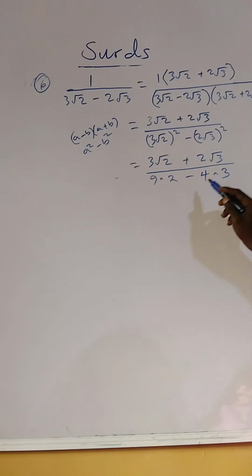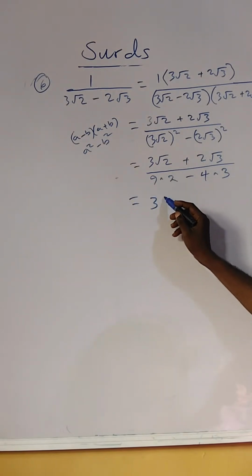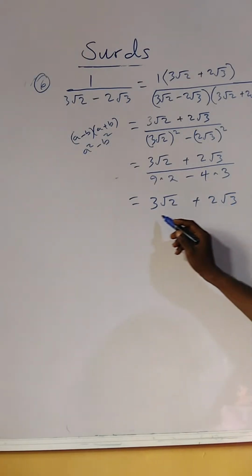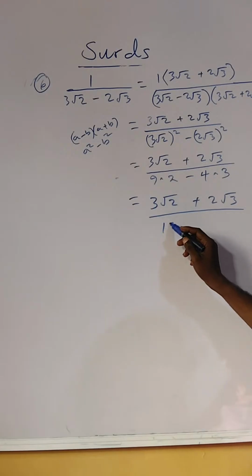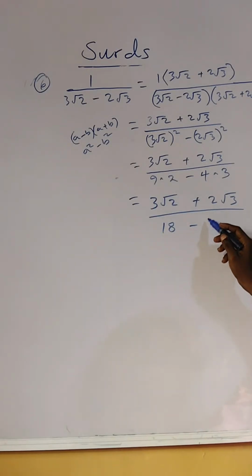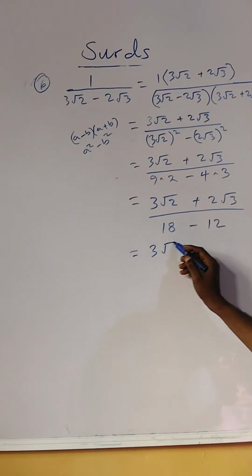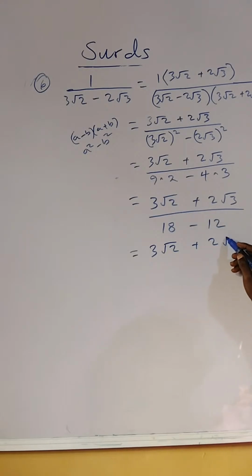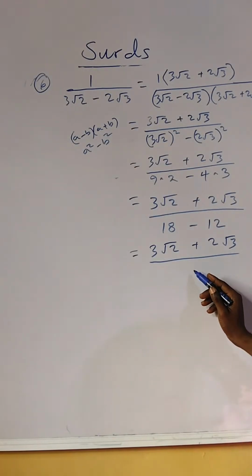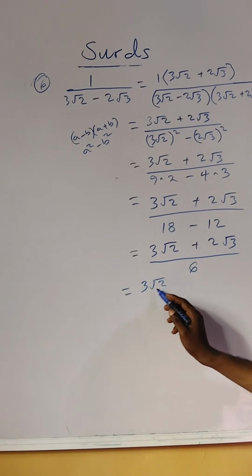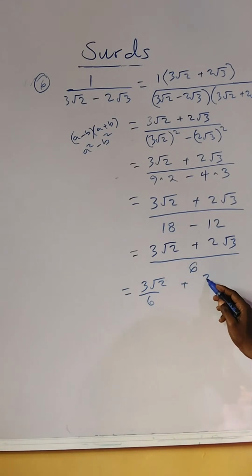root 3 squared, 3. So that here we have 3 root 2 plus 2 root 3 over 9 times 2, 18, minus 4 times 3, 12. That is, this becomes 3 root 2 plus 2 root 3 over 18 minus 12. That's 6. That is, we can separate it as 3 root 2 over 6 plus 2 root 3 over 6.